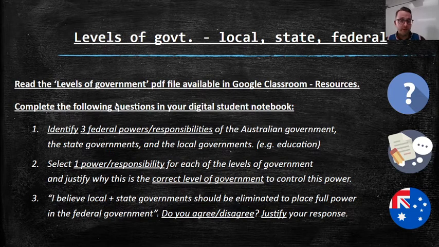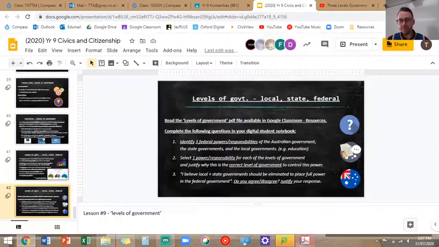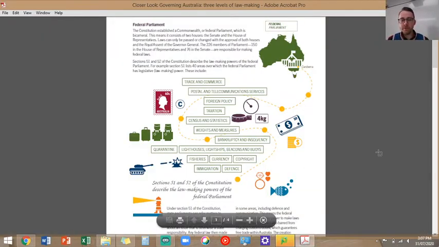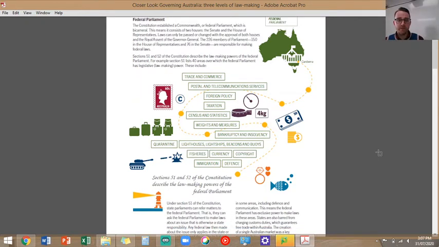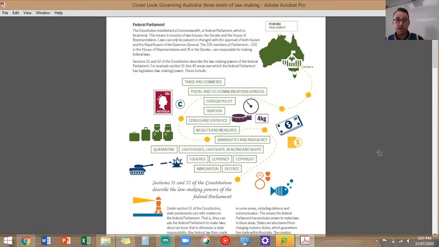Read through that file. I'll show you what it looks like. So it looks like this. You can see it's a couple pages of information about the 3 levels. So this is the federal government, the national government, and those are the sort of things they deal with. So they deal with quarantine, very appropriate for coronavirus, immigration, trade, etc.